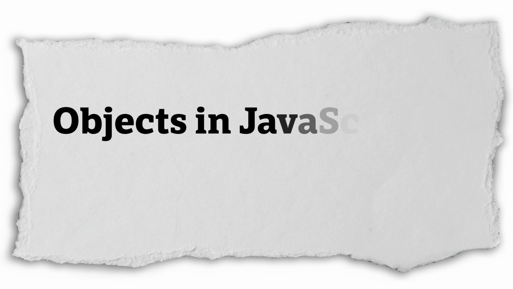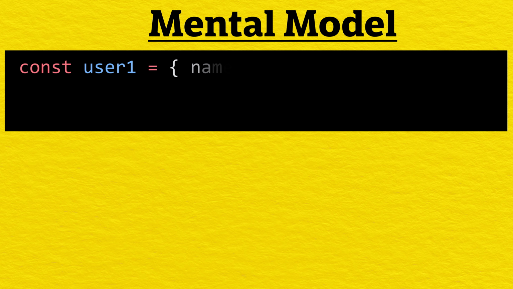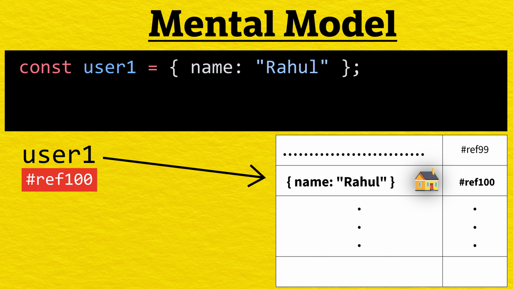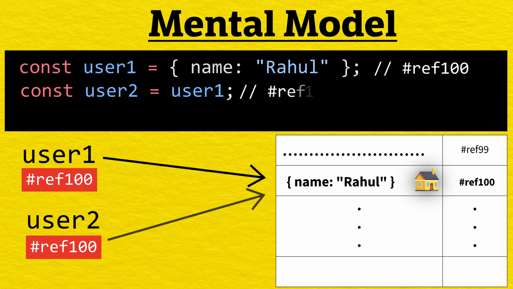Because objects in JavaScript are stored by reference. Think of an object as a house. When you create the user1 object, JavaScript builds a house somewhere in memory and gives user1 the address. So the user1 variable doesn't store the house itself. It just stores the address of the house. Now when you write user2 = user1, you are not building a second house. You are simply giving user2 the same address. So if user2 walks into the house and changes the name to Alex, user1 will see Alex too, because both variables are pointing to the same house in memory.